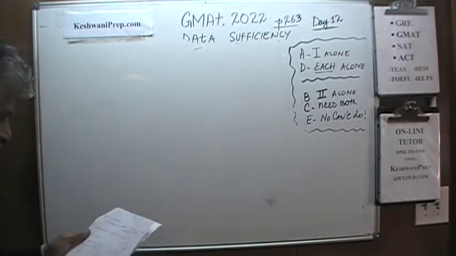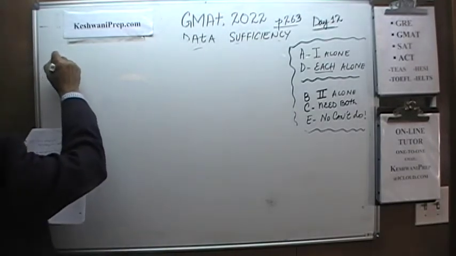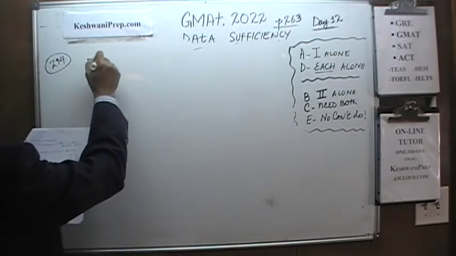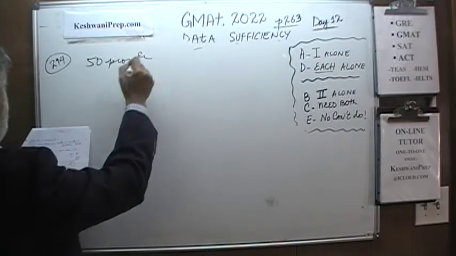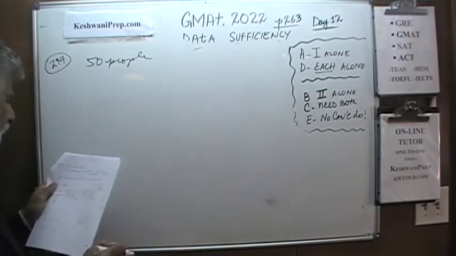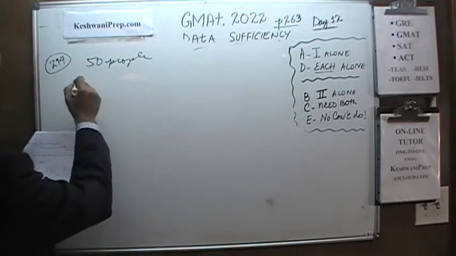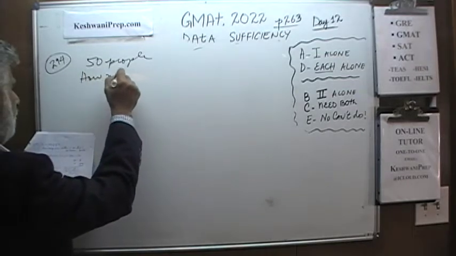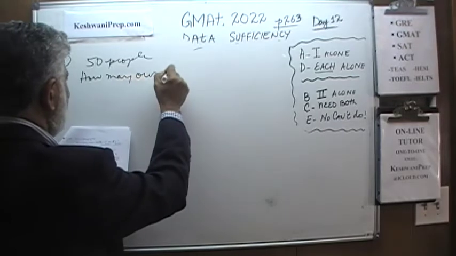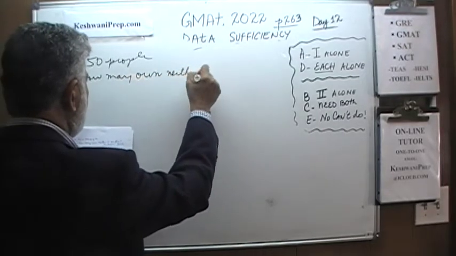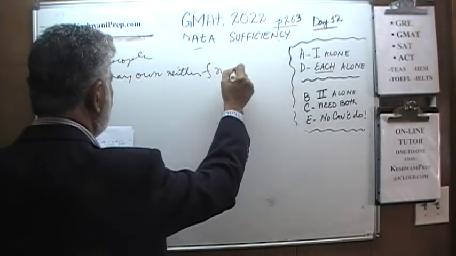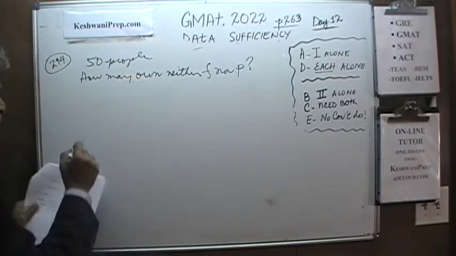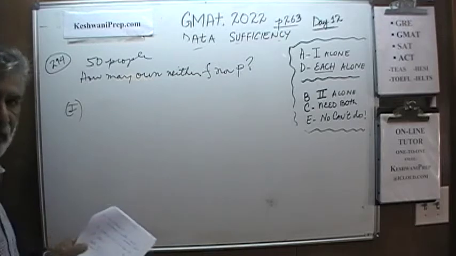294, the penultimate question. 294 says that we have a group of 50 people. And they all... the question is, how many own neither a fax machine nor a printer? Neither a fax machine nor a printer, out of these 50 people.